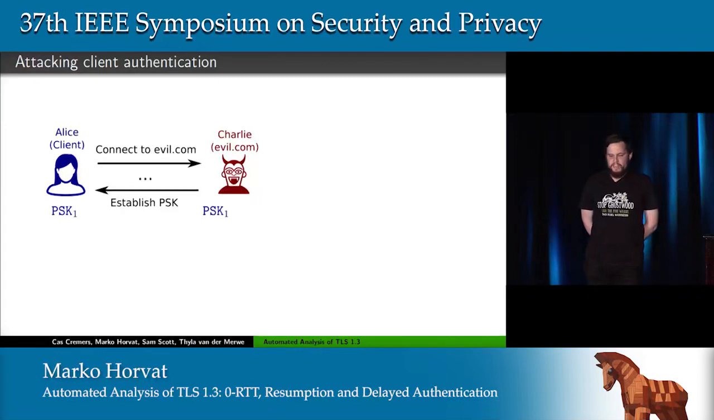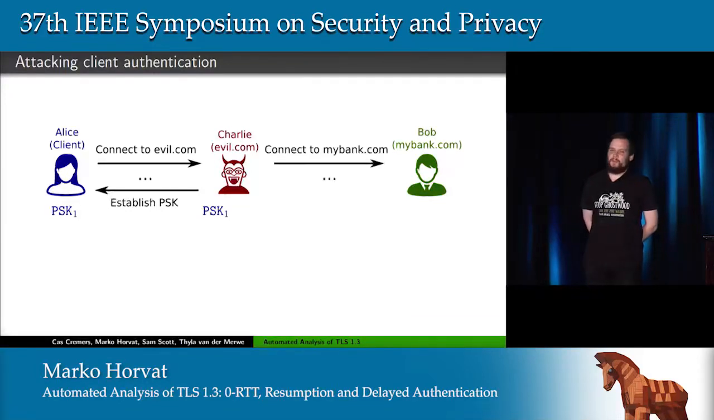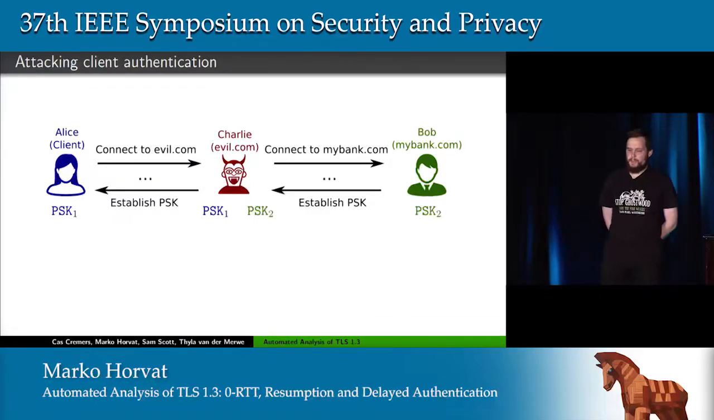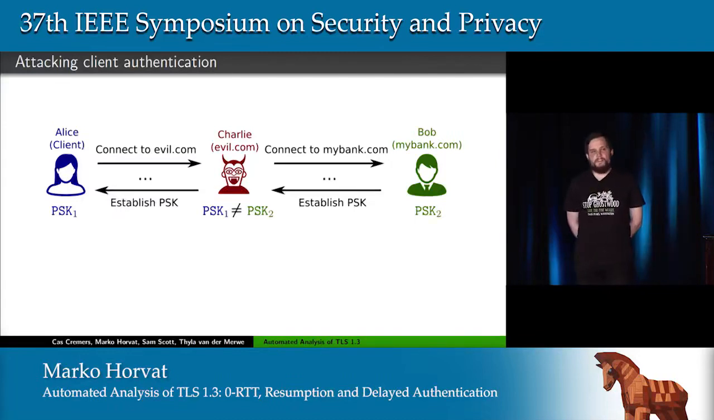So they establish this PSK1, pre-shared key. And Charlie, let's say, knows Alice's bank, mybank.com, which Bob is running. And he would ideally like to access her bank account and then transfer all of her money to him. So what he does is connect to mybank.com and establish PSK2 with Bob. So far, so good. These two keys are different. These two sessions are different, and completely legitimate. There's been no funny business yet.